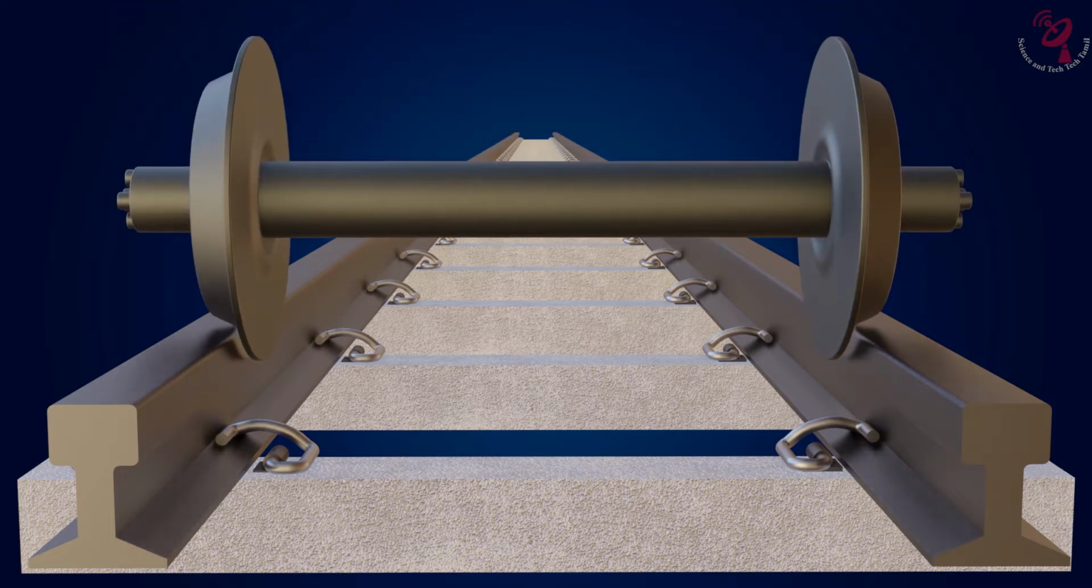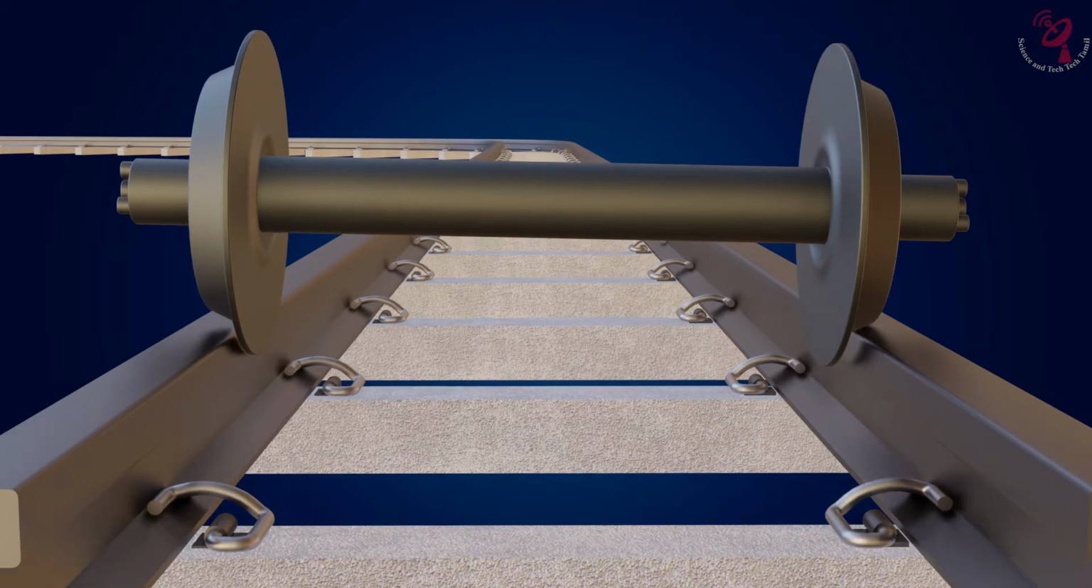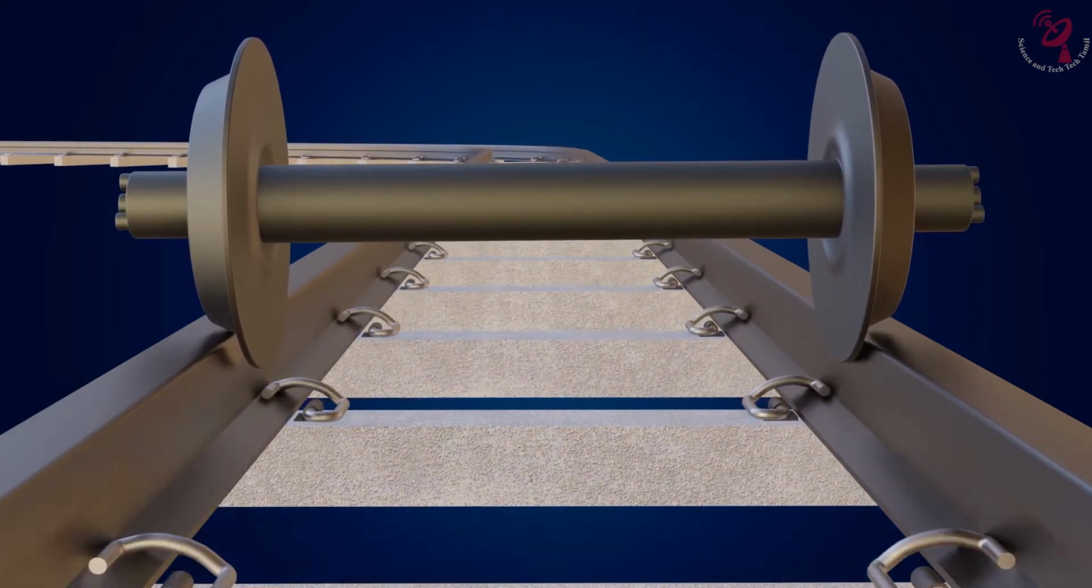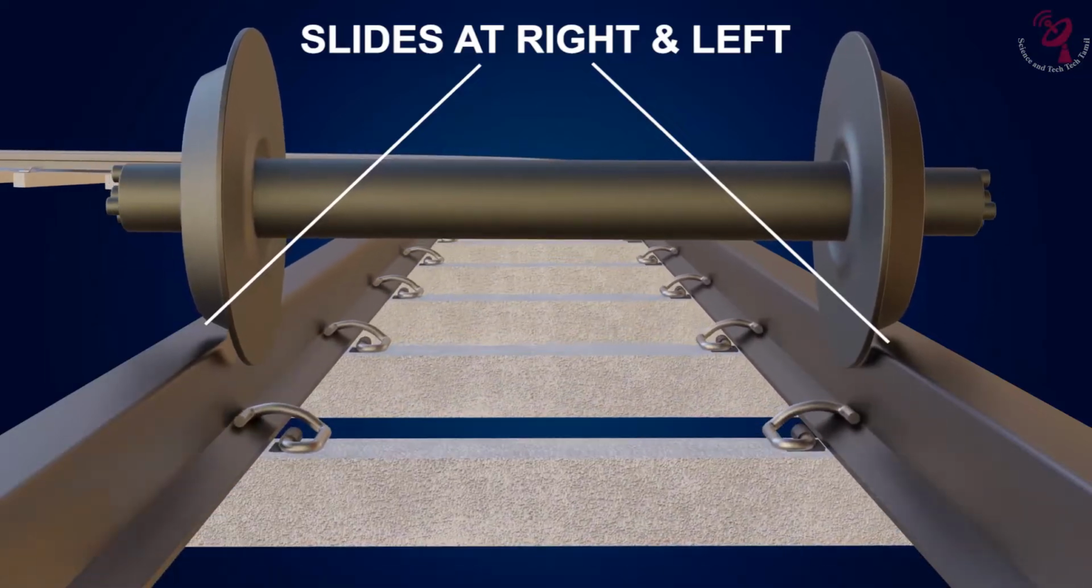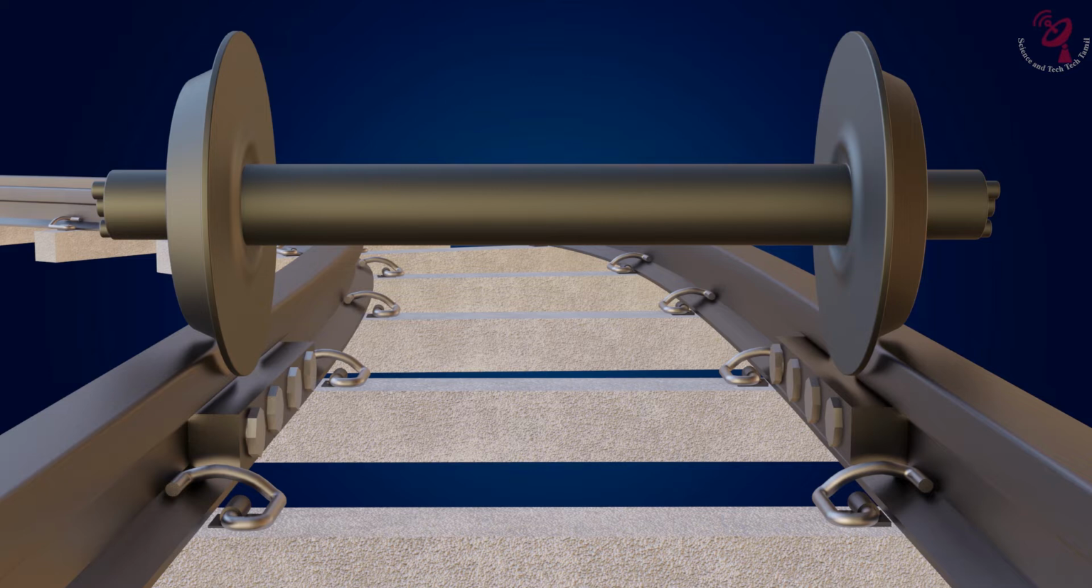Now, let's come to the train wheel. The shape of the train wheel is not cylindrical, it is slightly conical. There are 2 reasons behind this conical shape. First reason is to align to the center. Whenever the train travels in track, the wheels will slide right and left. If the wheels are designed as cylindrical instead of conical, there is a high possibility of derailing.